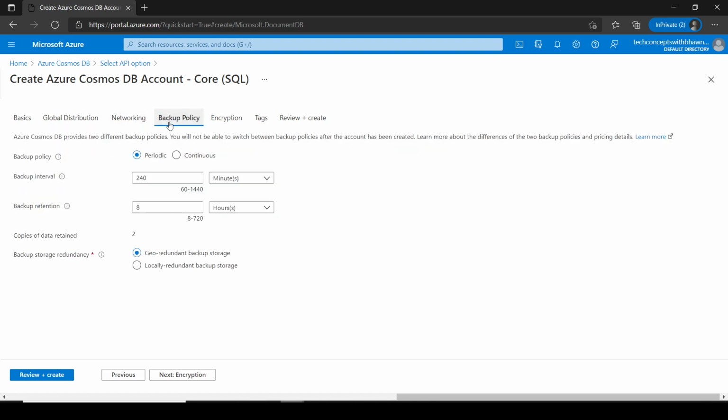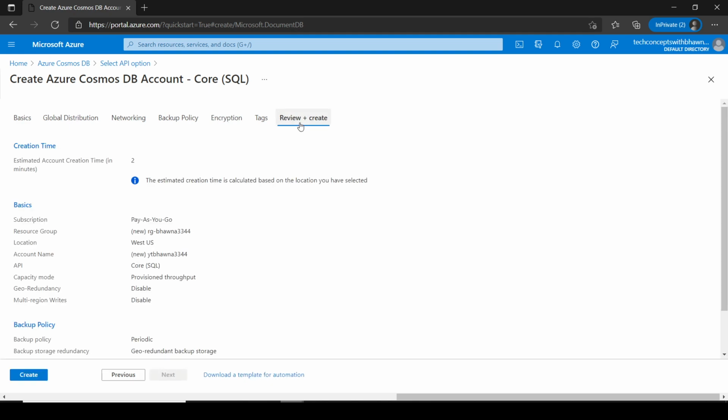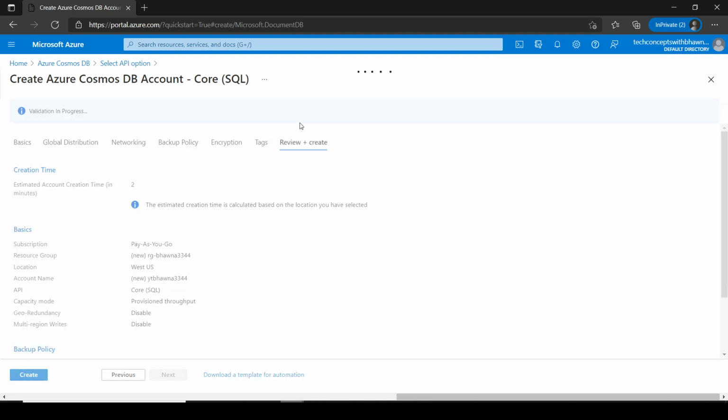Now networking I'll leave as it is. Backup policy also I'll leave as it is. It just defines how you want to retrieve your data, what will be the retention period and all. Encryption is something that, anyway, whatever data you have is already encrypted by Azure, but sometimes you want to double encrypt your data. In that case, you have to provide your own encryption key. This option is essentially for that, but not much required anyway. Now you can go ahead and click on review and create. If it validates, you can go ahead and click on create.